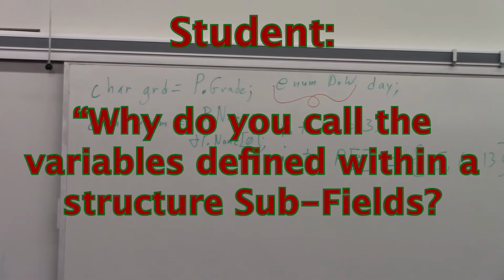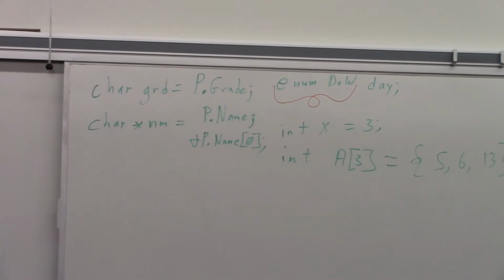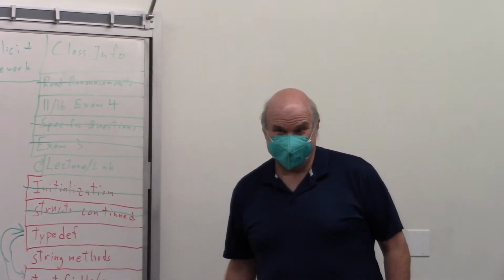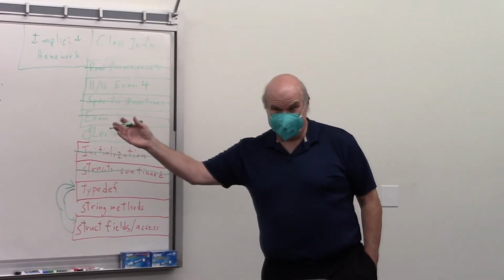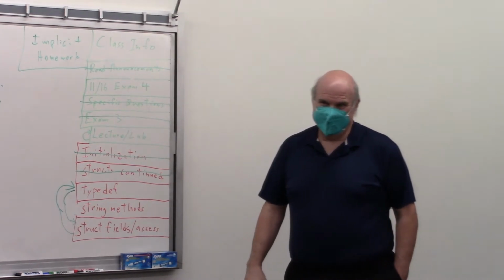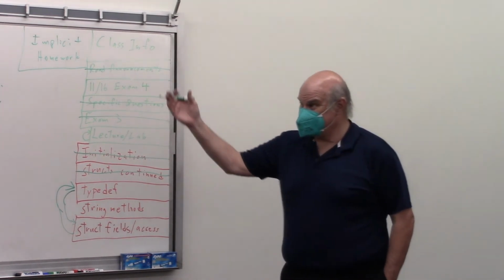Why do you call the variables defined inside of the structure subfields? Like, what is that field? It's just nomenclature, it's names. You can call them subvariable, you can call them field. In other languages they call them properties. Before they were called properties, which had very specific access semantics, they were all called fields. That's the real reason, because historically, any sub-variable of a structure is called a field.